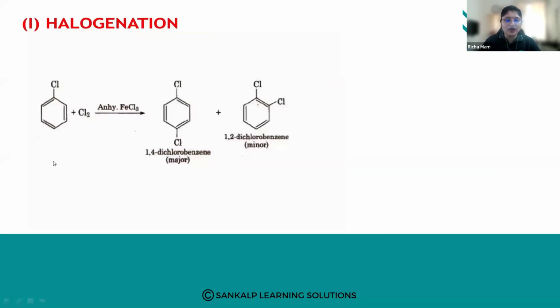What is our starting product? This is chlorobenzene. We are going to react it with Cl2 in the presence of anhydrous FeCl3. What we obtain is 1,4-dichlorobenzene and 1,2-dichlorobenzene. The para substituted product is the major product and the ortho substituted product is the minor product, plus HCl.